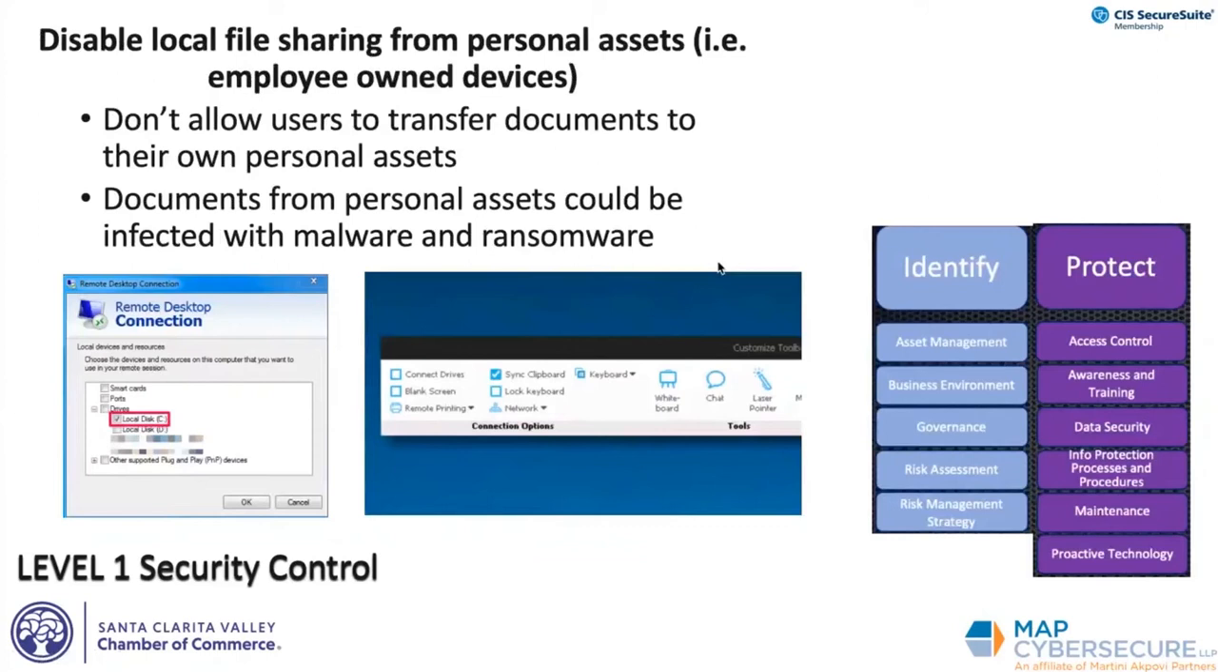So the last of the level 1 controls that we're going to talk about has to do with personal file sharing, or file sharing from personal assets. So now that the workforce has remote access, and people that have never had remote access now have remote access, we want to make sure that we do not allow users to transfer any documents to their personal assets. A lot of these file sharing or remote access tools like Remote Desktop or LogMeIn or GoToMyPC have file sharing capability, so you can easily copy something from the company intranet or SharePoint site or file server and save it on your home computer where it's easier to work on.